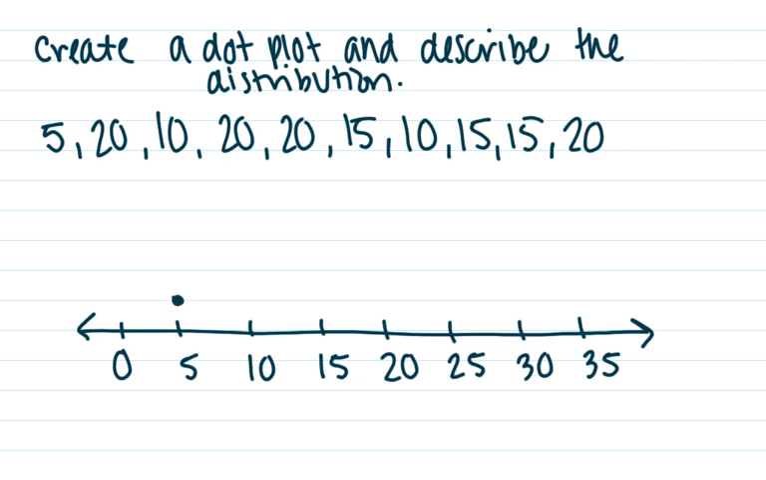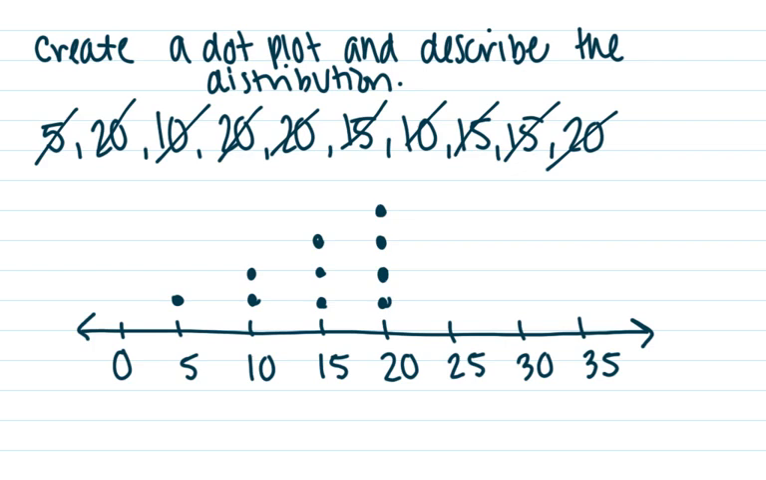My first dot is a 5. My next dot is a 20. I have a 10. I have another 20. Another 20. 15. 10. 15 again. 15 and 20. There we go.